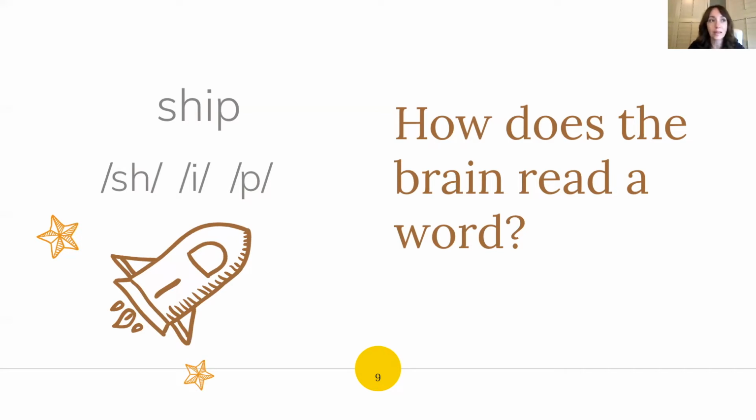So those three things come together: the letters, the sounds, and the context or the meaning of the word, and that is how our brain lifts a word off the page. It doesn't remember it as a whole word. It correlates these three things.